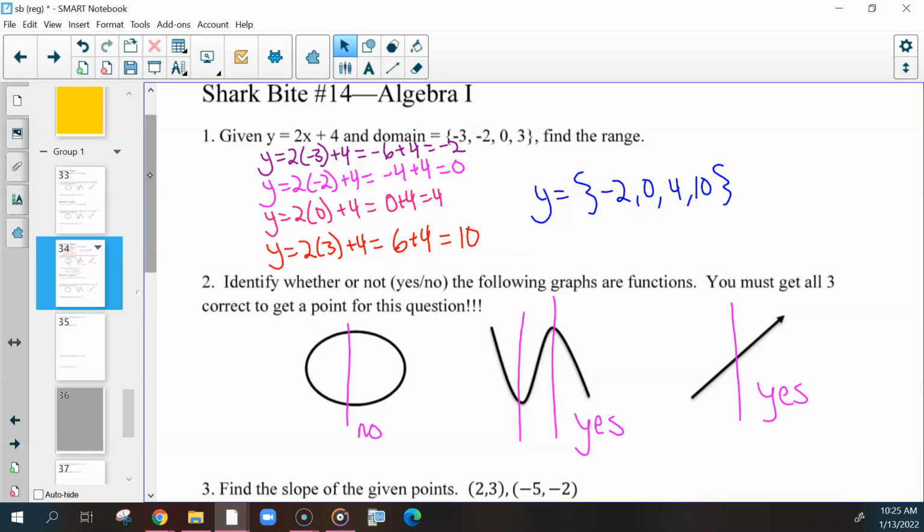And then because they gave us the domain as a set of numbers, that list of numbers in curly brackets, we have to do the same thing. Put our y values, or our range, back in these curly brackets, least to greatest. So that would be -2, 0, 4, and 10. Questions on number 1?